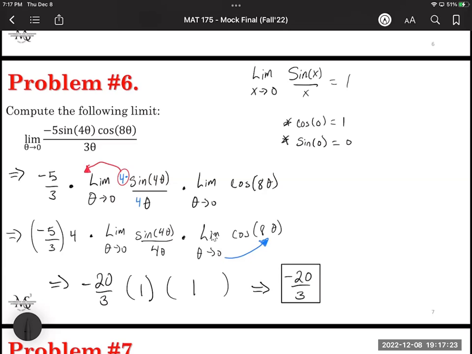Anybody else? Basically, that's like a substitution, like x would be equal to 4 theta in the sine. That's right. That's x. That's right. Anybody else?